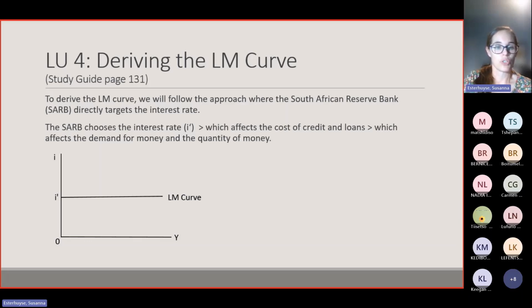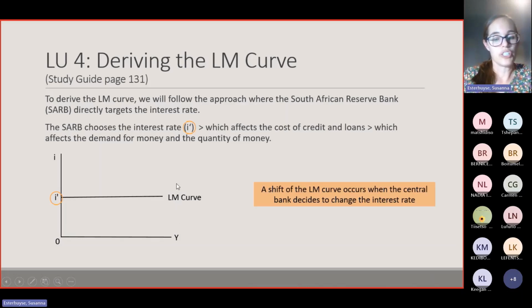So in this model, the LM curve is a straight line, the reason being the South African Reserve Bank sets the interest rate. The interest rate doesn't go up and down as there is a higher demand for bonds. We don't use that model anymore. So irrespective of the level of output and income in the economy, the interest rate stays the same. Your shift of the LM curve only occurs when the central bank decides to change the interest rate. If it increases the interest rate, your LM curve moves up. If it reduces the interest rate, the LM curve moves down.